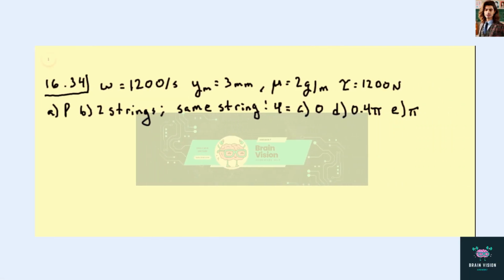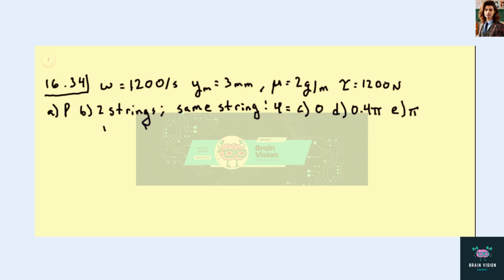16.34. So we have a wave with the given properties here that's propagating along a chord that has these properties here, its density and tension. So first of all, we want to find basically what the P average is, which in this case it expresses as the average rate at which energy is transported by the wave to the opposite end of the chord.